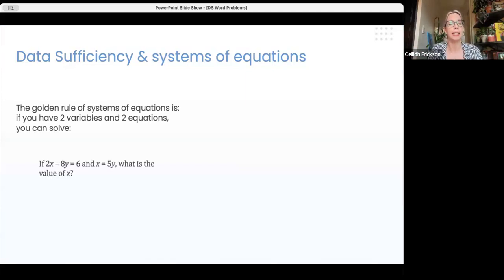2x minus 8y equals 6 and x equals 5y, what is the value of x? You know that you can put those 2 equations together, get a unique value for x and a unique value for y. We can think of those as 2 lines that intersect on a coordinate plane if we want. But the idea is we can solve as long as we have 2 equations for 2 variables. I'm not going to make you actually do the work to solve here unless you really want to. But we trust we're going to get a value for x, we're going to get a value for y, right? So we can take that idea and apply it to data sufficiency, as we did in that last problem, and really shortcut the solving process.